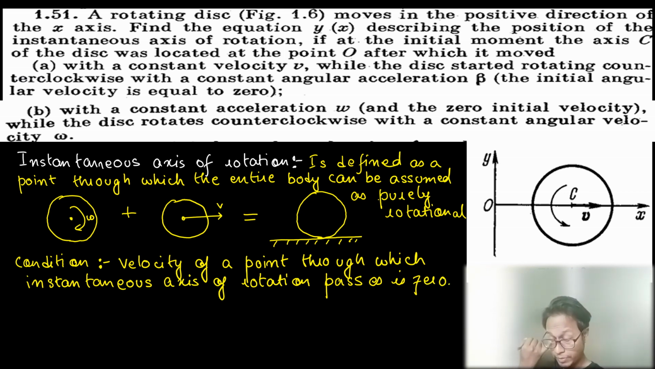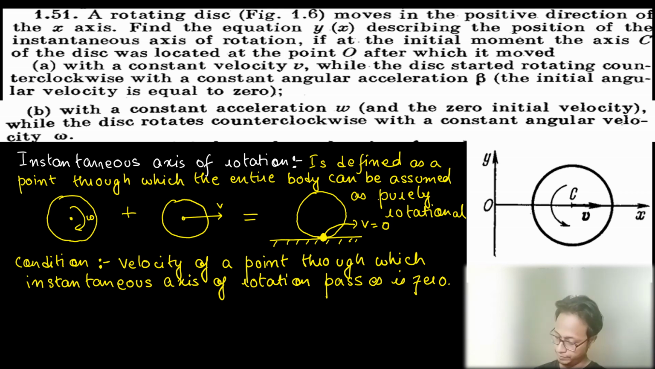Okay, for example, in case of pure rolling motion, what is the instantaneous axis of rotation? This point out here moves perpendicular to the plane of rotation. So the axis of rotation is perpendicular to the plane of the wheel. For pure rolling motion, the velocity of this point would be zero. So this point for pure rolling is known as the instantaneous axis of rotation. Understood this concept? So this is the concept that must be known in order to solve this problem.